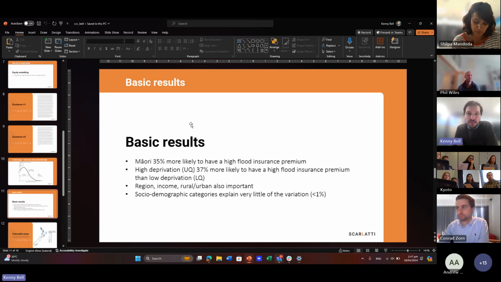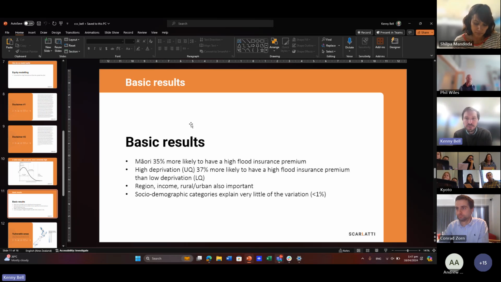Basic results for equity. Māori, we find, are 35% more likely to have a high flood insurance premium. High deprivation households are more likely to have a higher flood insurance premium than low deprivation. There's a similar number for income. We just show the deprivation number here.